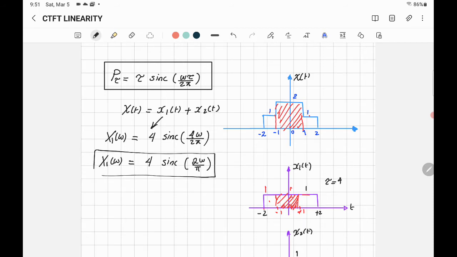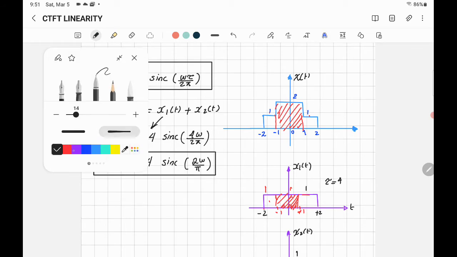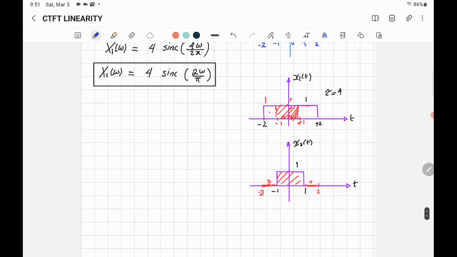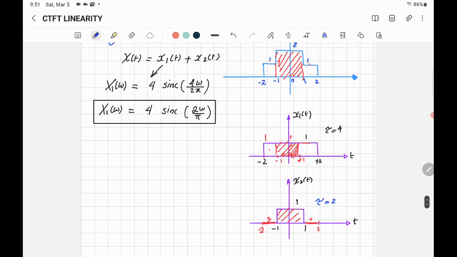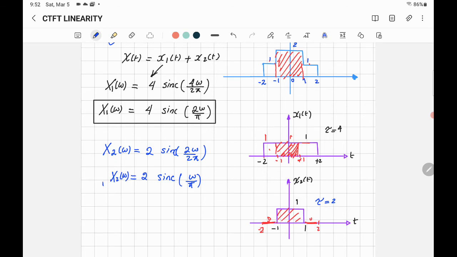Okay, what about the second one? The second one is very similar to the first one, except only the width here is from -1 to 1. So we'll substitute in the same formula here tau equal to 2. So you have x2 of omega is equal to sinc of 2 omega over 2 pi. And after simplifying, we'll have 2 sinc of omega over pi. So that will be the second signal, x2 of omega.